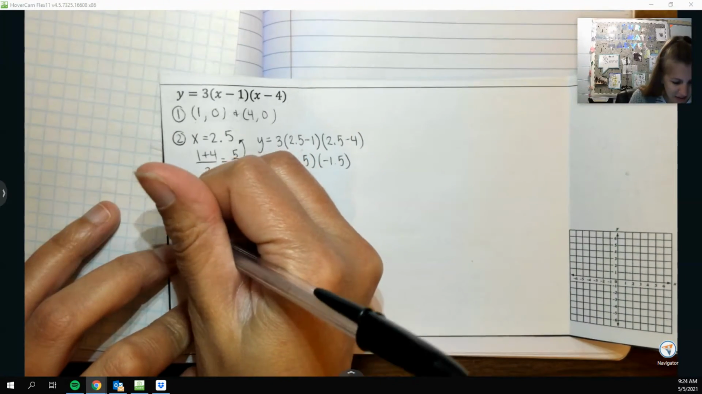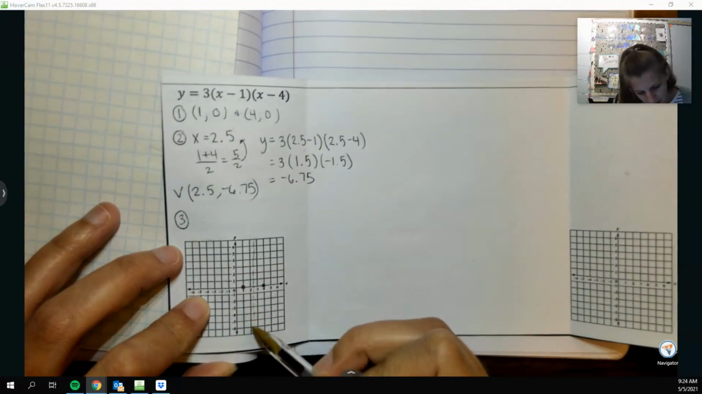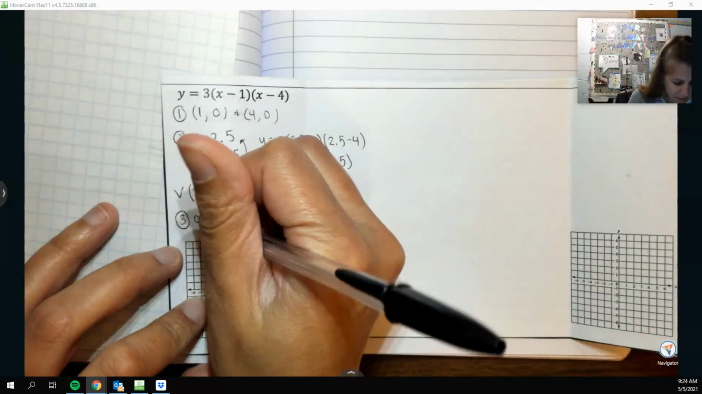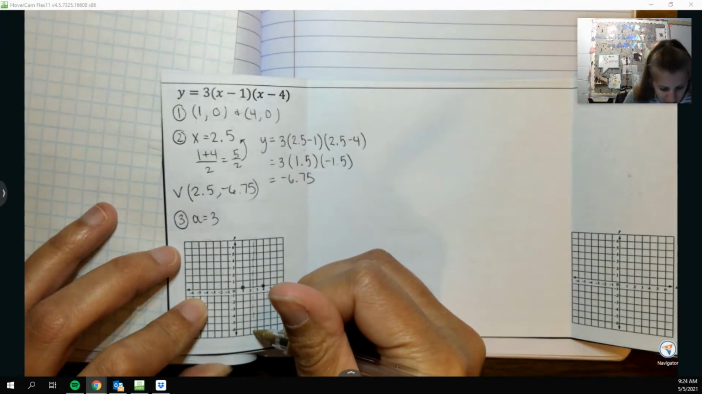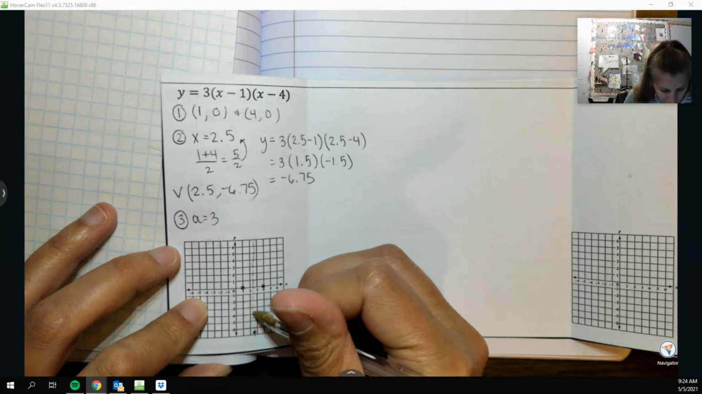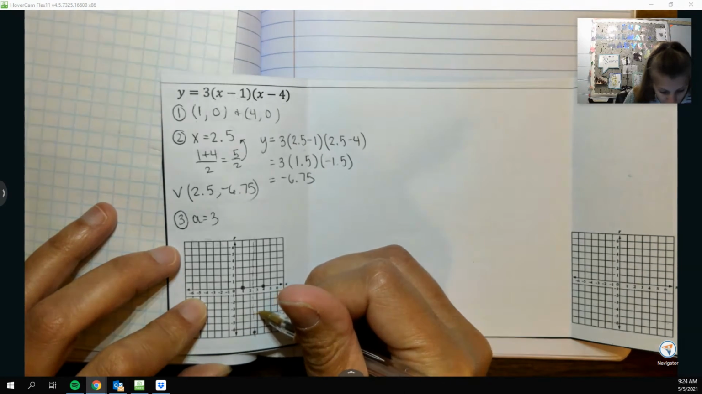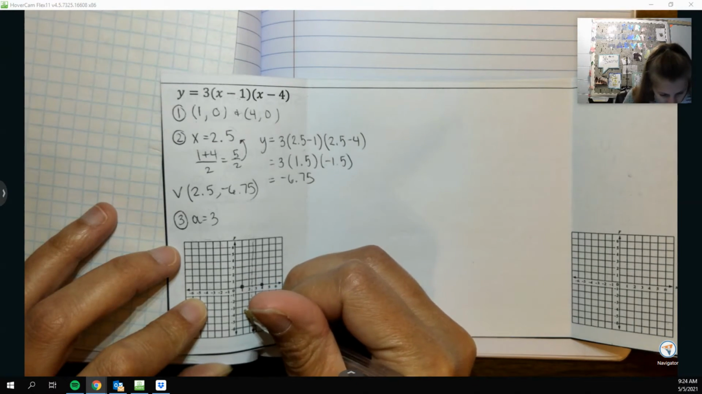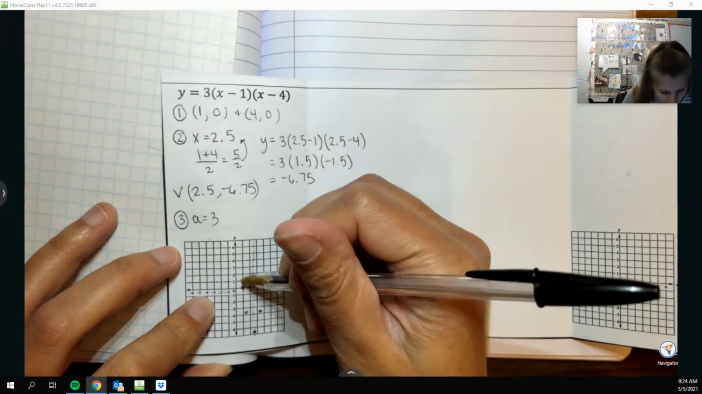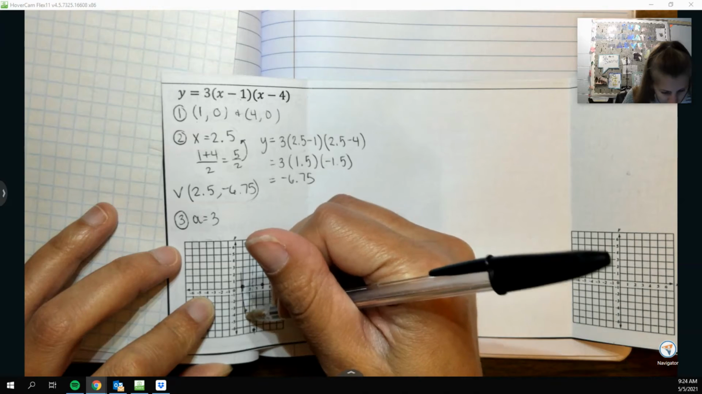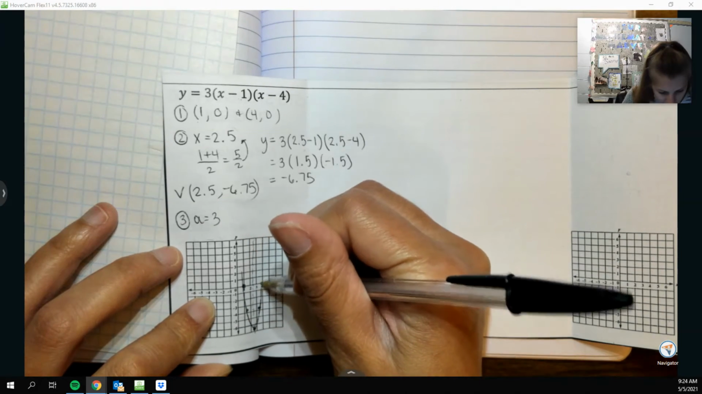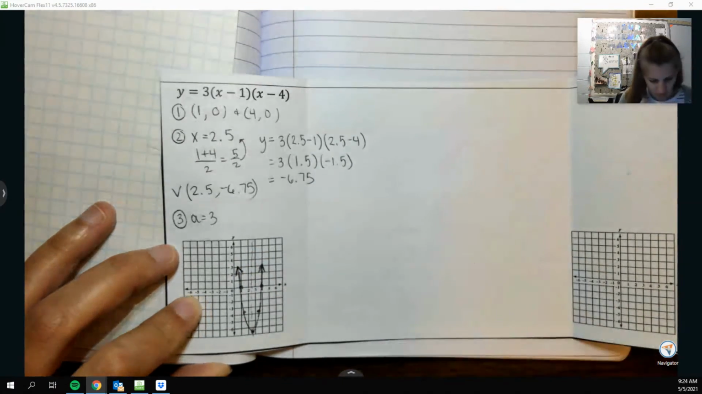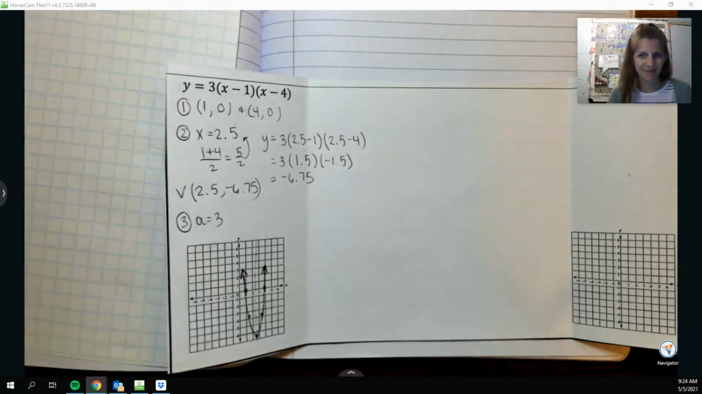Then I can use my slope, although I can already see this is a pointing up parabola because I have the two x-intercepts I can connect to, but I can use that slope of 3 to get another point. So from here I would go up 1, 2, 3, and over a full 1, which kind of puts me in the middle of a square. Flip it over, put it on the other side, and then we can sketch this little parabola out. Point up parabola has a minimum. Kind of narrow.